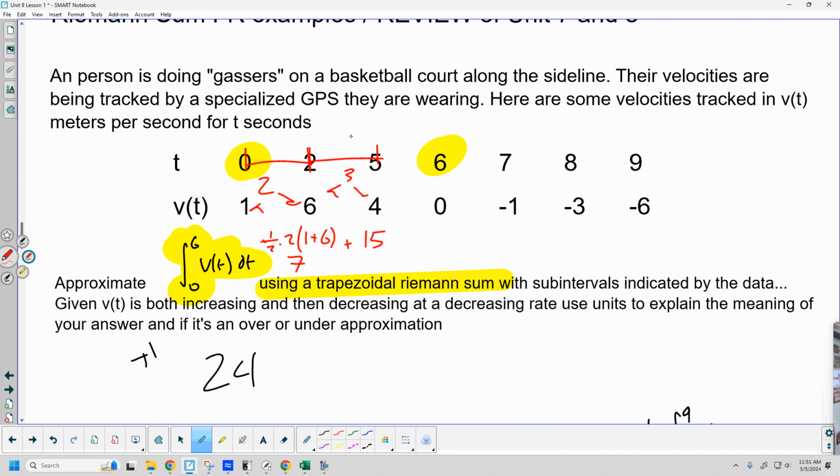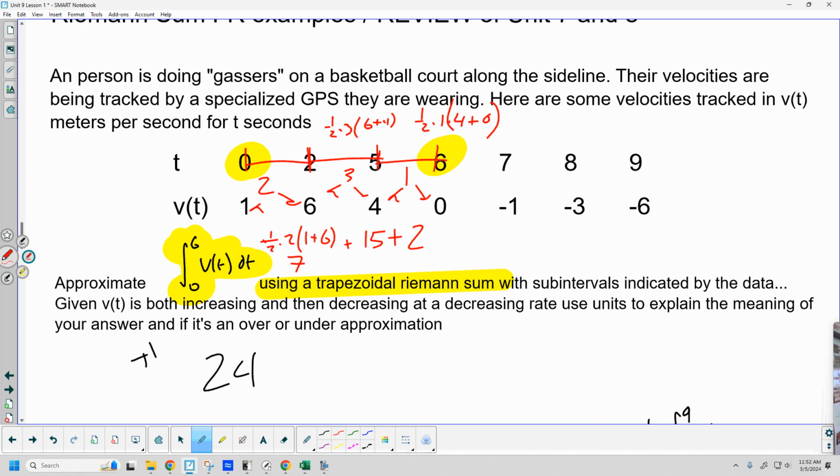Again, 1/2 base of 3, height of 6 and 4. Then the last one is 5 to 6, base of 1, height of 4 and 0. It actually is just a triangle, 1/2 base of 1, height of 4, which is 2. So we get 15 plus 7 plus 2, which is 24. Cool. All right, great. You just got 1 point out of the 3 possible.